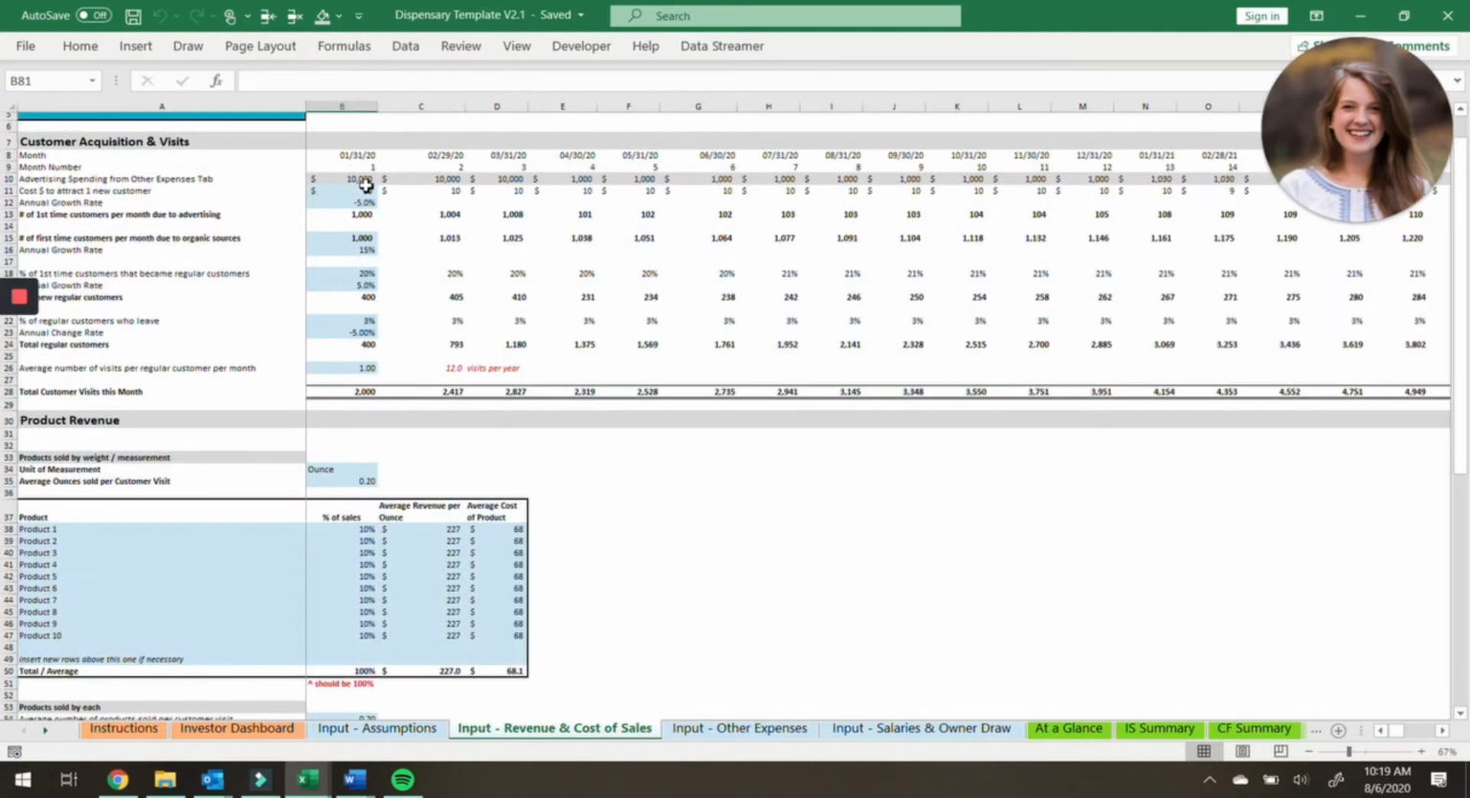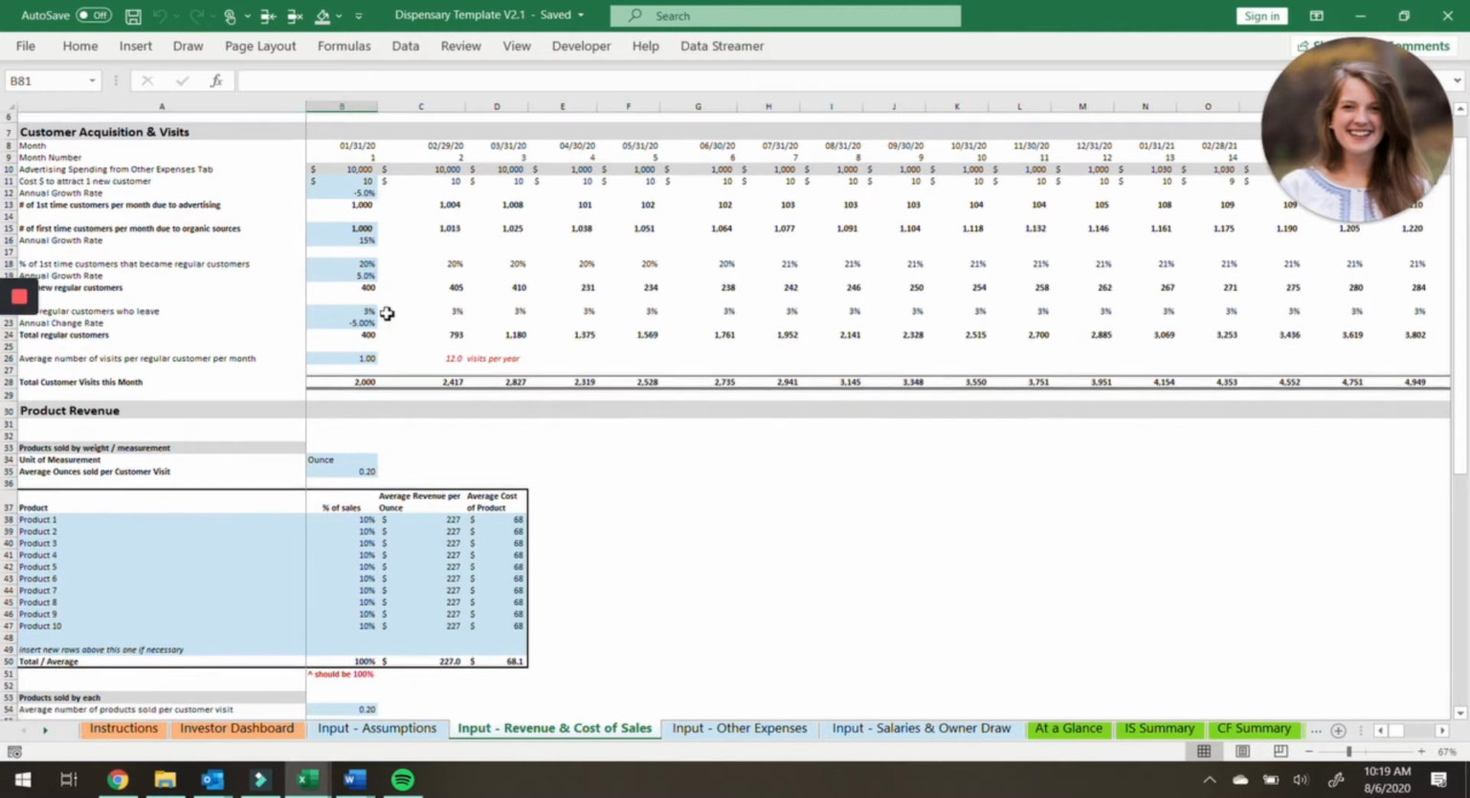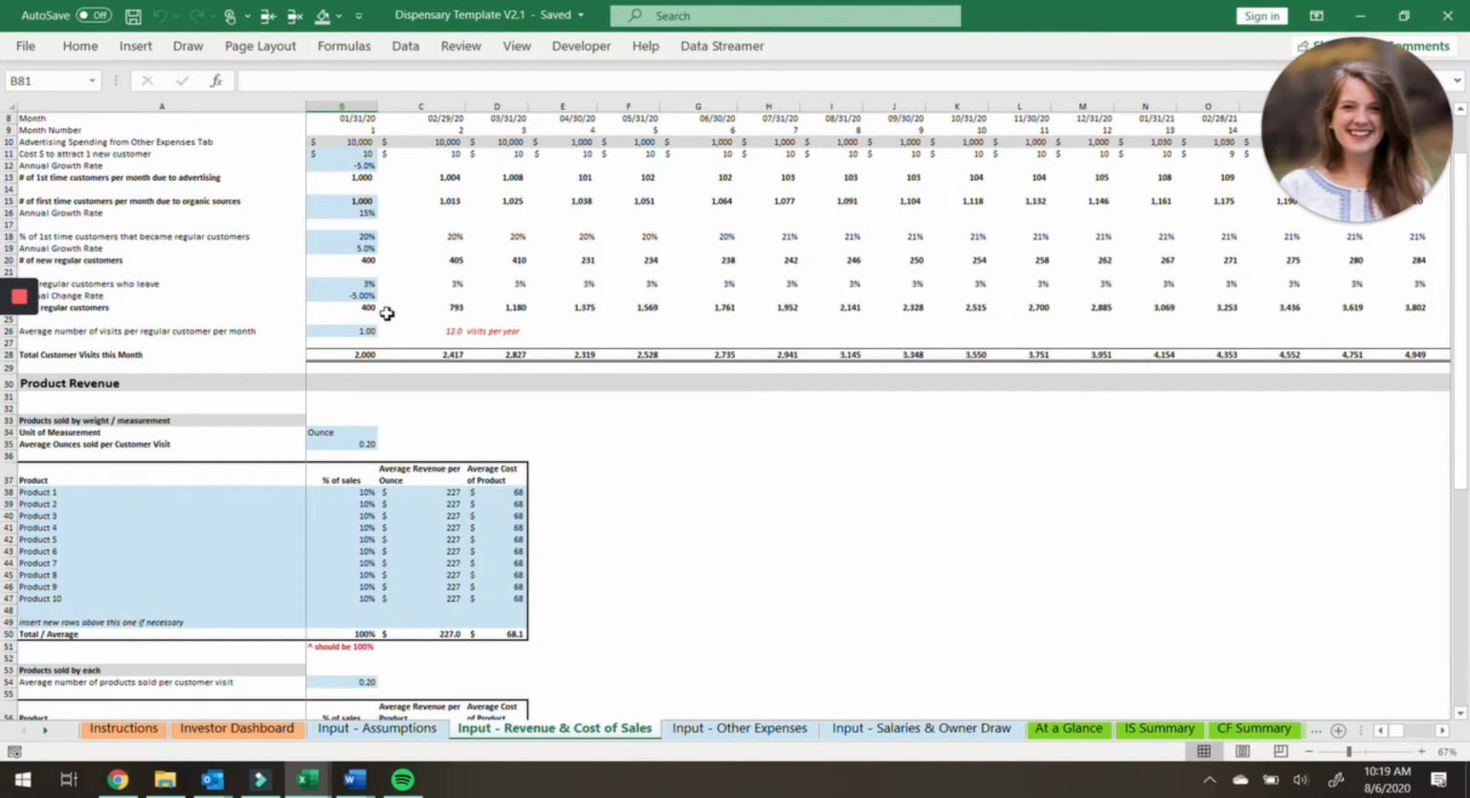And then the cost to acquire one new customer, annual growth rate, and then we'll have first-time customers from paid advertising. You can also have first-time customers from organic sources, so whether that's word of mouth or Googling, or they just pass you on the street and stop by. Customers that are not coming from those paid sources.